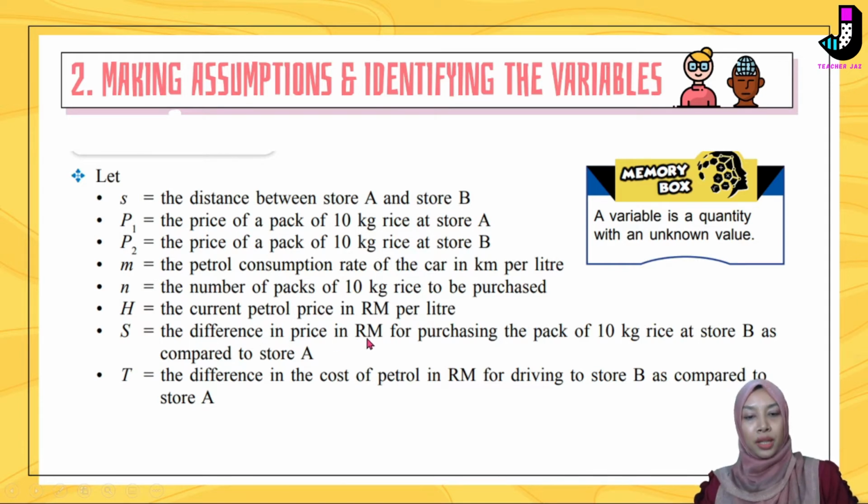D, the difference in price in RM for purchasing the pack of 10 kilogram rice at store B as compared to store A. Ni yang banding tu lah, yang penting tu nak tengok untung ke tak kan, untung banyak mana. And the last one is T, the difference in the cost of petrol in RM for driving to store B as compared to store A. Because as you have known, store B is further away. So we need to find berapakah cost petrol antara store A dengan store B tu. Nak tengok berapa yang lebih tu. Baru nak tengok betul ke untung.